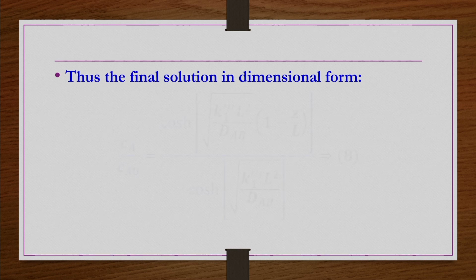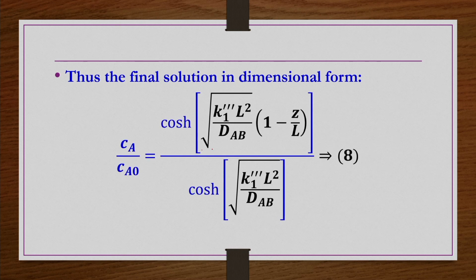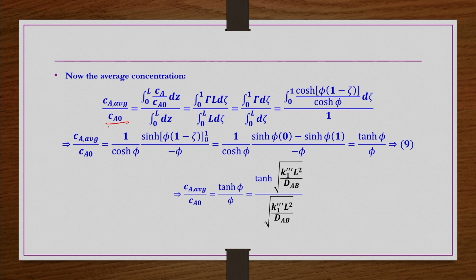Thus, the final solution in dimensional form would be: in place of phi you write square root of k1 triple prime L square by DAB, in place of zeta you write z by L, and in place of capital gamma you write Ca by Ca naught. So, Ca by Ca naught is equal to cos hyperbolic of square root of k1 triple prime L square by DAB times (1 minus z by L), divided by cos hyperbolic of square root of k1 triple prime L square by DAB. Now we wanted to find out the average concentration.